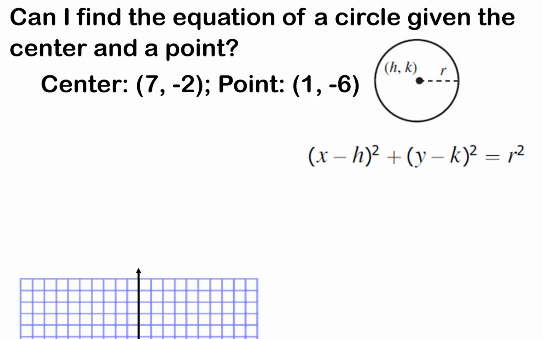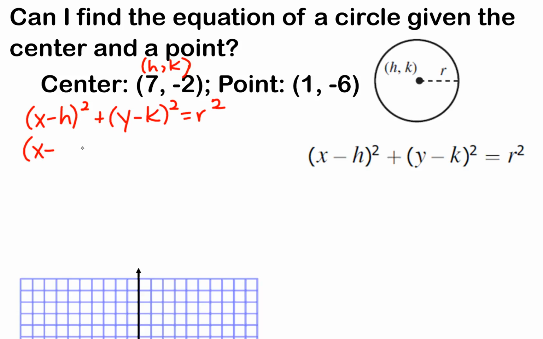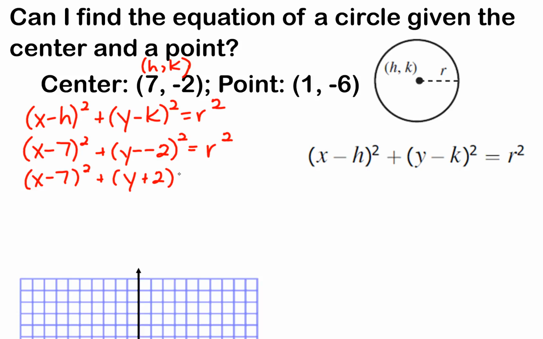To look at another example, sometimes they'll give us the center and a point. So I will always use my center first, which I know is h, k, and then I'll go ahead and write out my equation of a circle. (x minus h) squared plus (y minus k) squared equals r squared. I'll substitute in x minus h, which is 7, squared, plus y minus k, which is negative 2, squared, is equal to r squared. I don't see anything to substitute in for r. Then I'll write (x minus 7) squared plus (y plus 2) squared is equal to r squared.